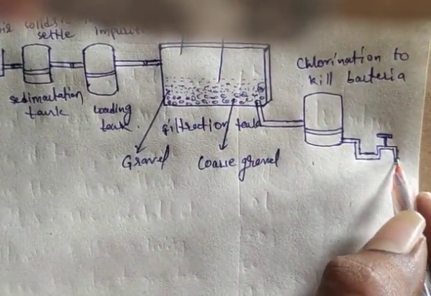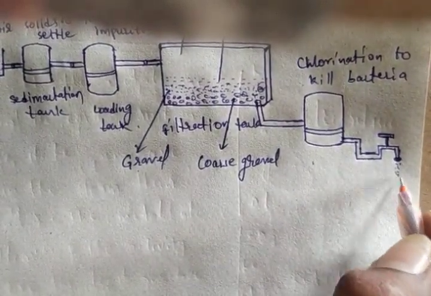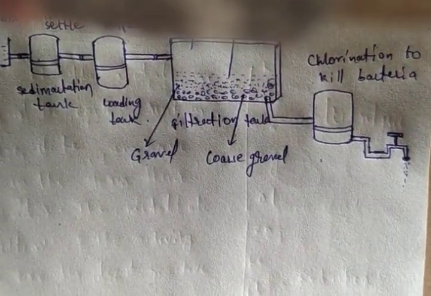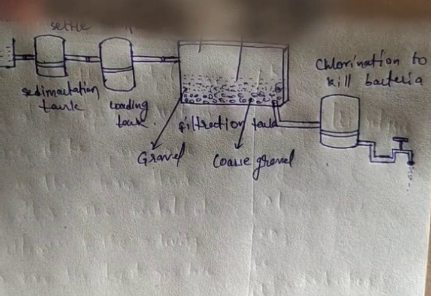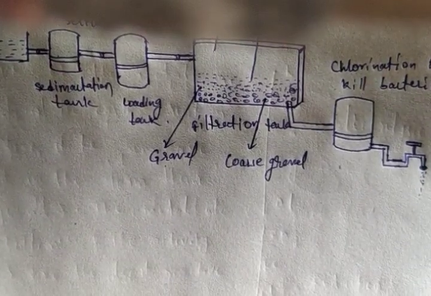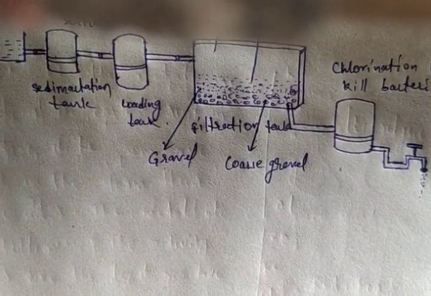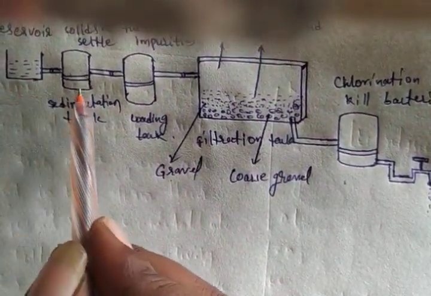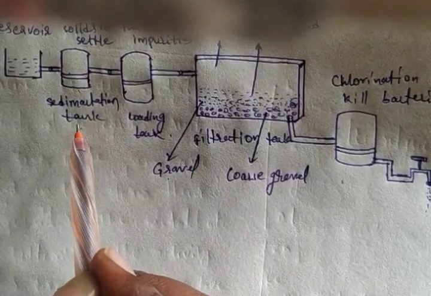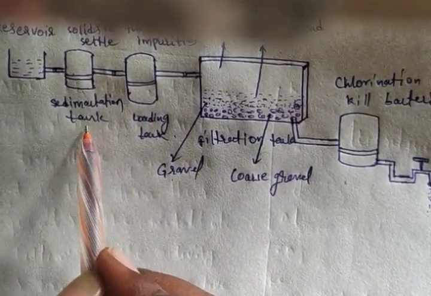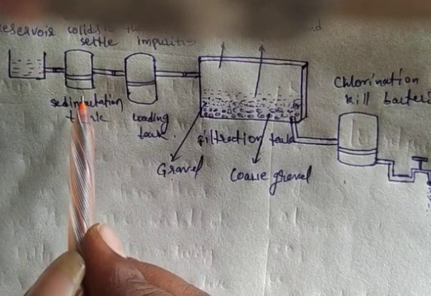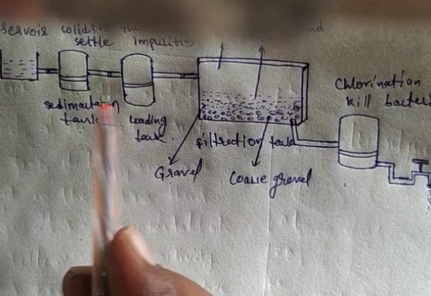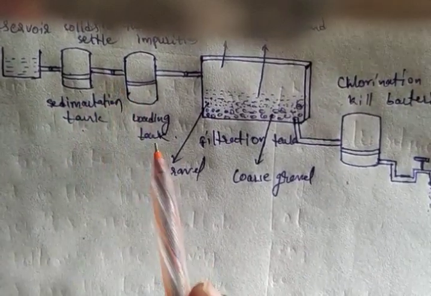Okay, this is the diagram of how we obtain pure water from the water works. Pure drinking water is supplied from water works. How can we supply it in the cities? From the reservoir, that water is allowed into the sedimentation tank. What is the use of the sedimentation tank? Any solid particles in the water settle in that tank.